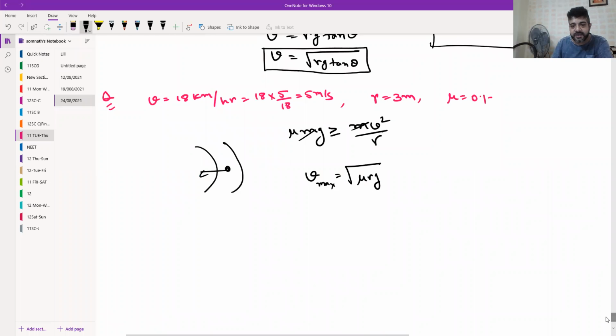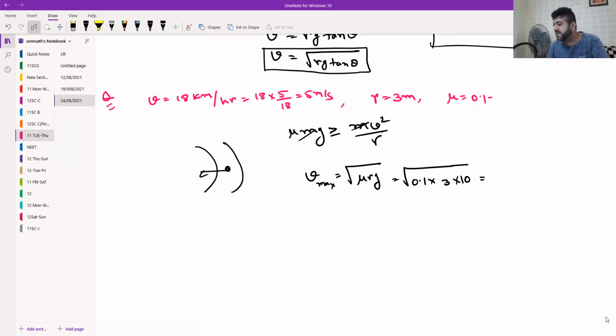Now everything is given here. Mu is given 0.1, radius of the track is 3 meter, and the gravity is 10 if we use. So then the speed is coming 1.72 meter per second. This is your maximum speed, and you can afford maximum this speed. And what is your real speed? 5 meter per second. So obviously, yes, you slip. Yes or no? Yes, sir. So the cyclist will slip off.